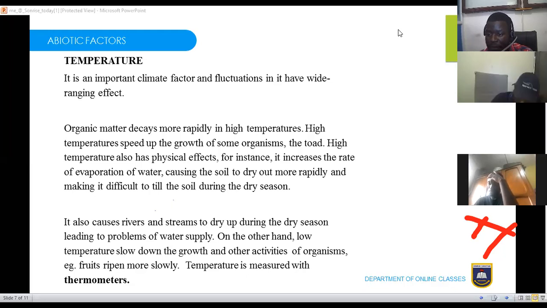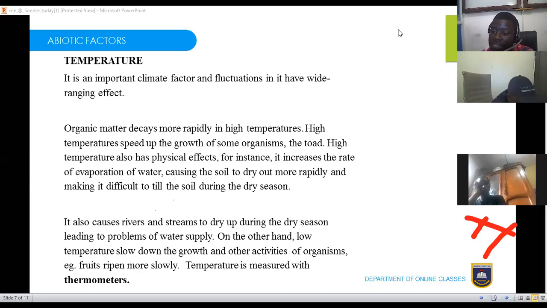For instance, if you are extremely cold, your rate of digestion also lowers. The process of regulating the amount of water in your body becomes high. That is why during very low temperatures, or when it is raining, during the rainy season, you urinate more often, and in fact in large quantities. I don't know if you have ever experienced that, that during the rainy season you urinate often and in very large quantities. It is because the temperatures are low.